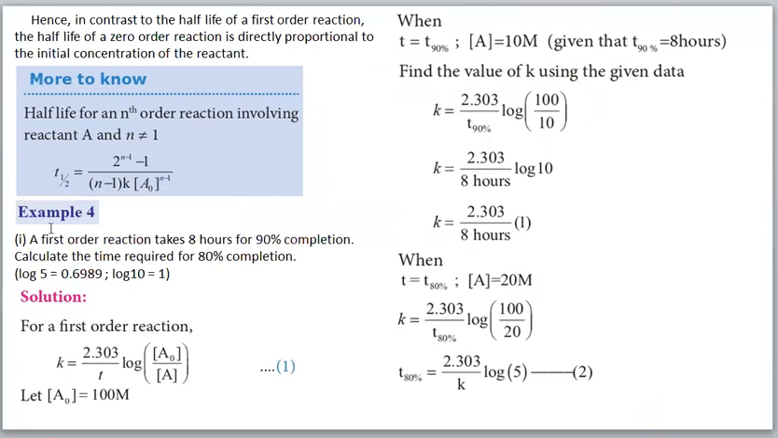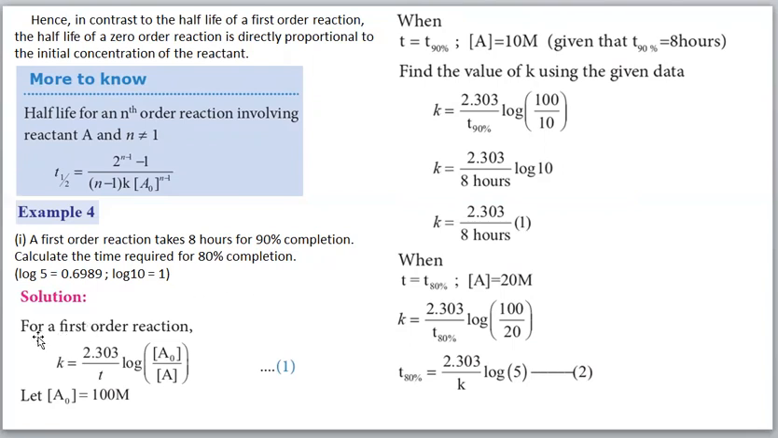Now let us see example 4 problem. A first order reaction takes 8 hours for 90% completion. Calculate the time required for 80% completion. Given the values, log 5 is equal to 0.6989, log 10 is equal to 1. These two values are given. We have to find out the time required for 80% completion.